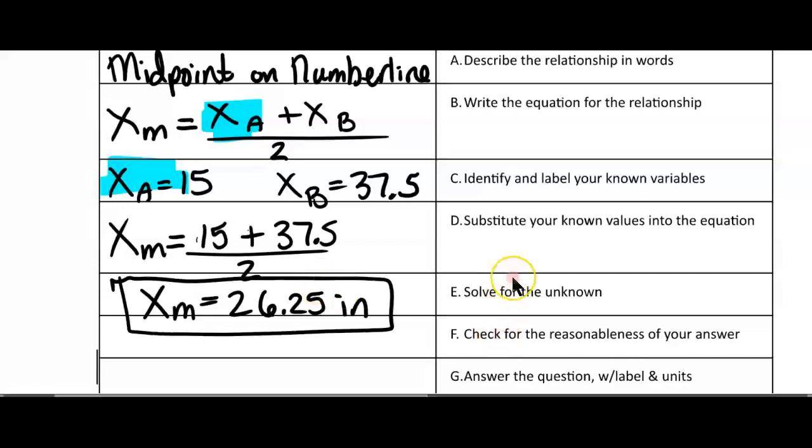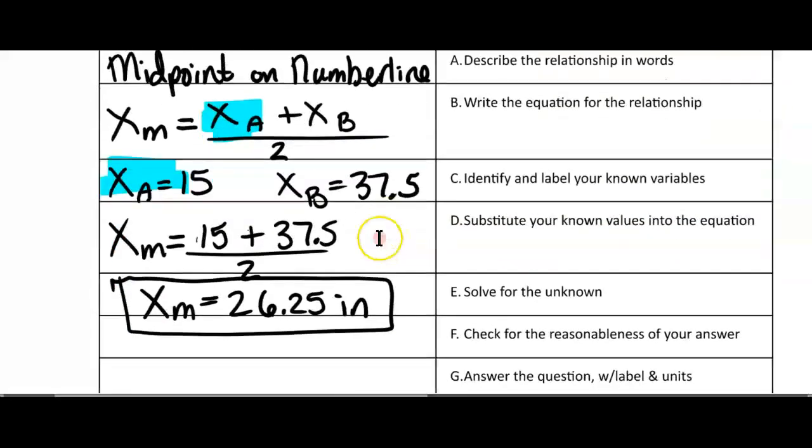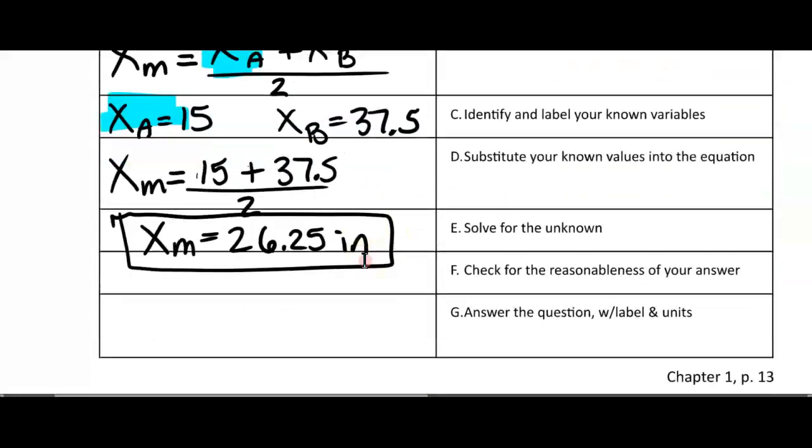Is that reasonable? Well, a midpoint should be somewhere between my two endpoints. Would 26.25 fit reasonably between 15 and 37.5? Okay, so that's a reasonable answer. That's all that problem type is.